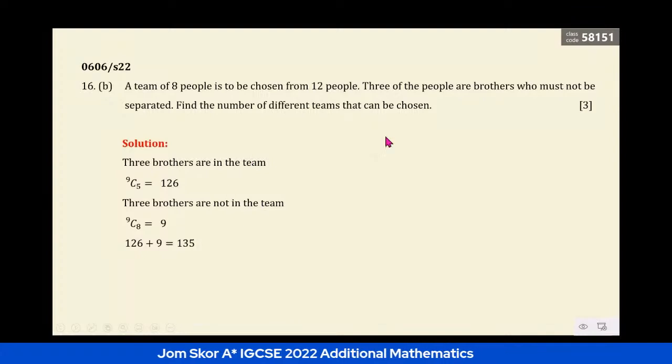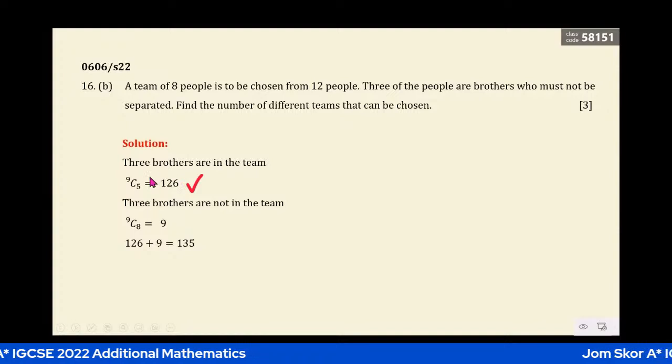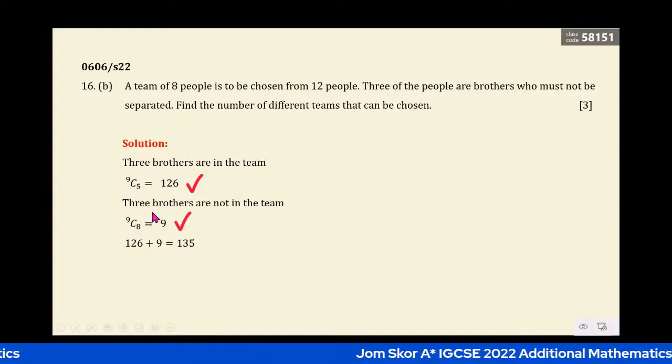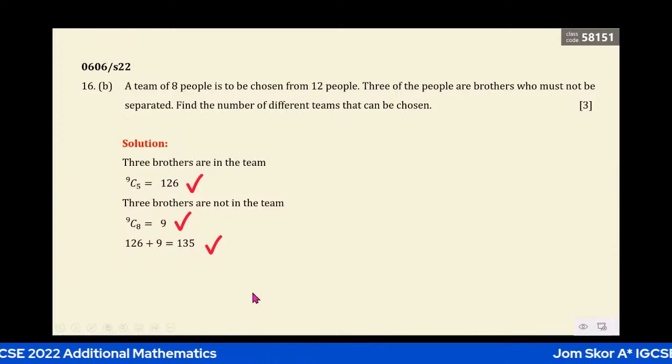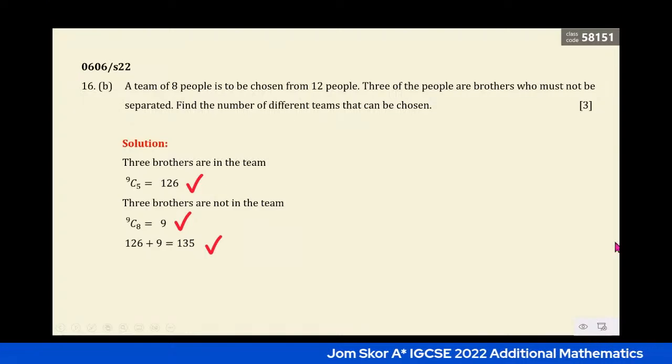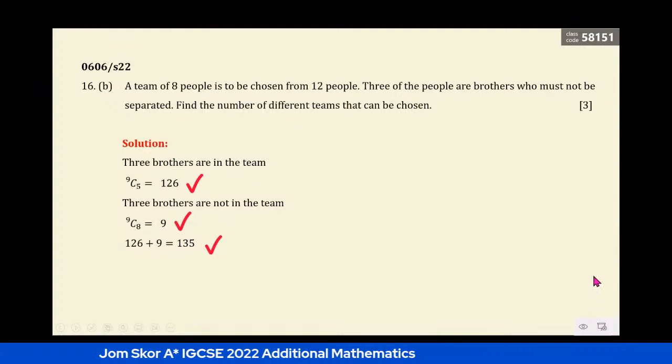Alright, okay, so 3 marks, 1 is for this one. If 3 brothers are in the team. Okay, another mark is for this one. Kalau dia tak duduk dalam team. Okay, the sum of these two is 135. Okay, so kita akan ada 3 markah dekat sini. Alright. Okay, to number 16B. Next.